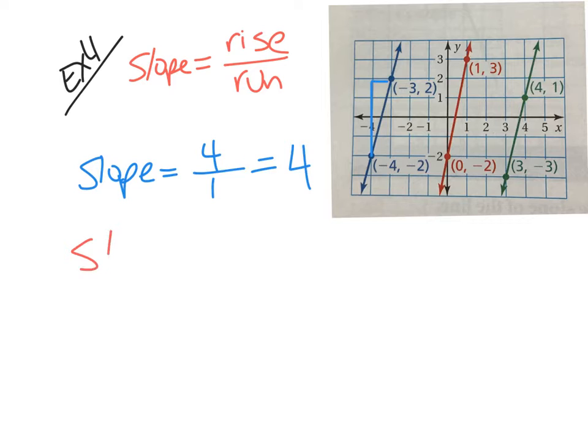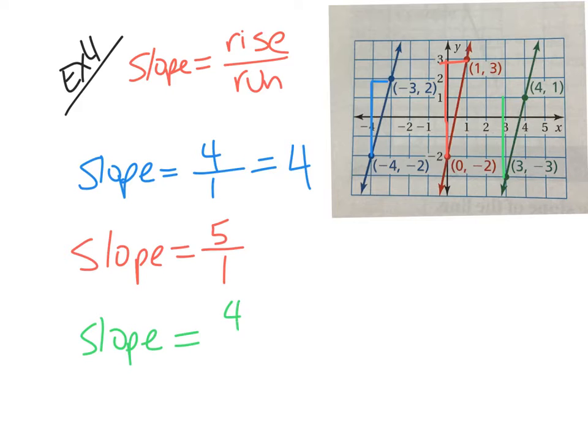All right, let's look at the red line. Slope equals, so count up. How many am I going up? 1, 2, 3, 4, 5. How many did I go over? 1. So my slope is 5 over 1 on this one. So far my slopes are different. Let's look at the green line. Starting at the bottom, how many did I go up? 1, 2, 3, 4. Over, how many did I go? 1, which means my slope is 4.